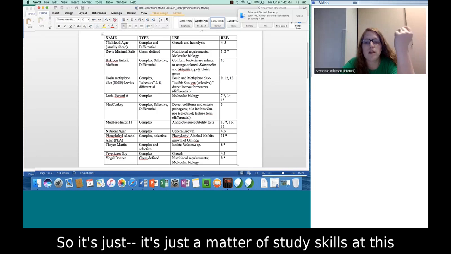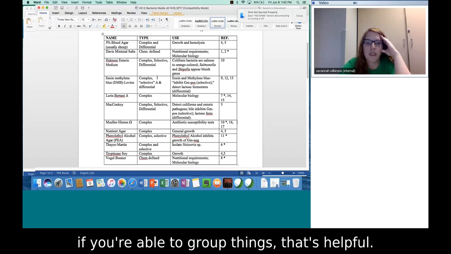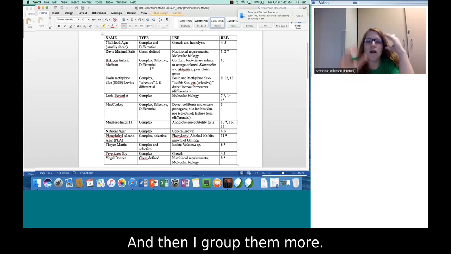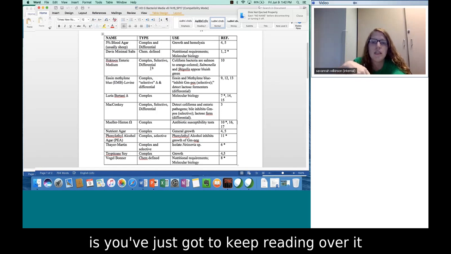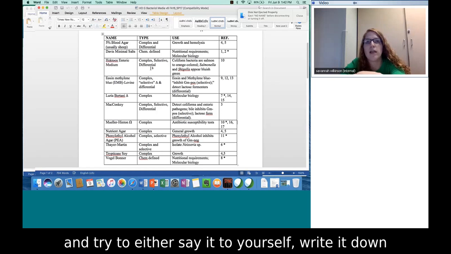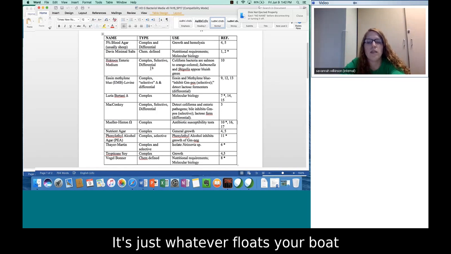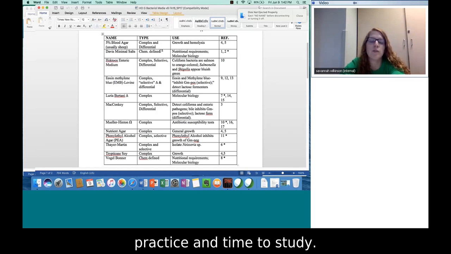It's just a matter of study skills at this point, like being able to learn this chart and being able to group. If you're able to group things, that's helpful, but the way I did it was I tried to learn them individually, and then I grouped them more. So this is more of a repetition technique: you just got to keep reading over it, try to either say it to yourself, write it down on a whiteboard, or you can do individual flashcards for these if you want. It's just whatever floats your boat for studying, but this does require practice and time to study. Okay.